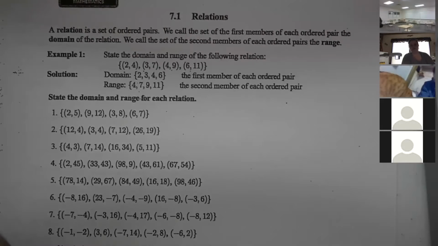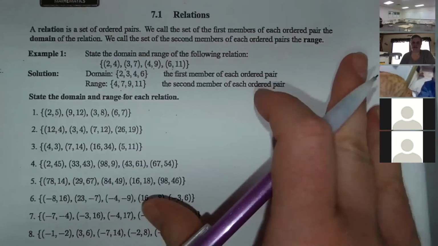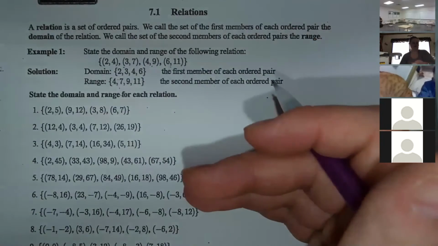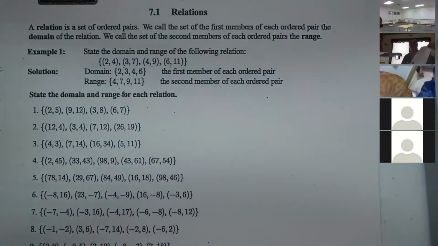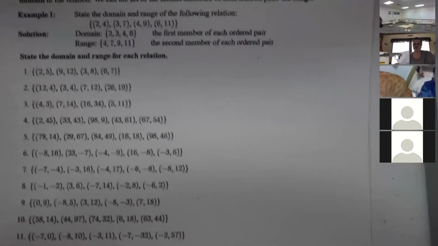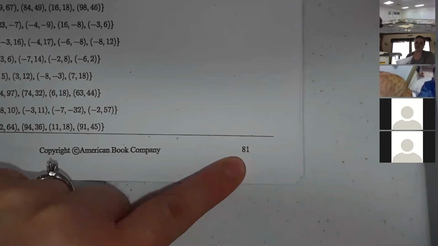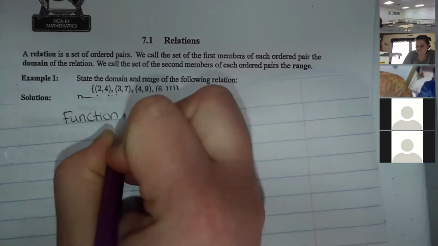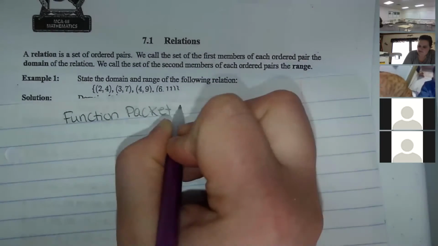So we are going to be doing this. I understand that we don't like not having the paper in front of us, but you're just going to use your notebook paper. Make sure that you are ready to be organized. There are little page numbers at the bottom of this function packet. This is page 81 in my function packet, so at the top of my page I'm going to put function packet, page 81.